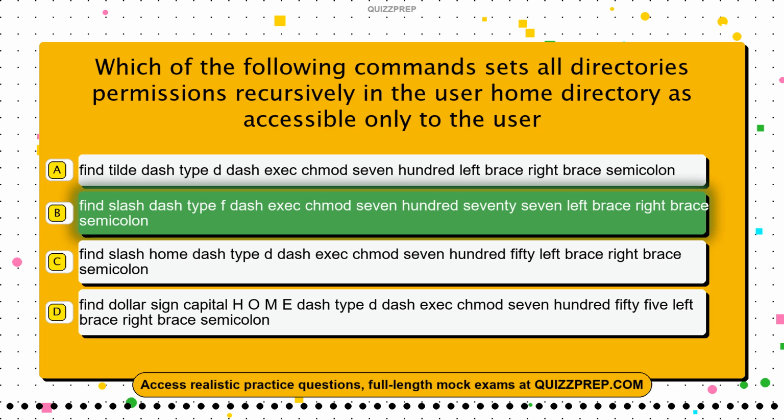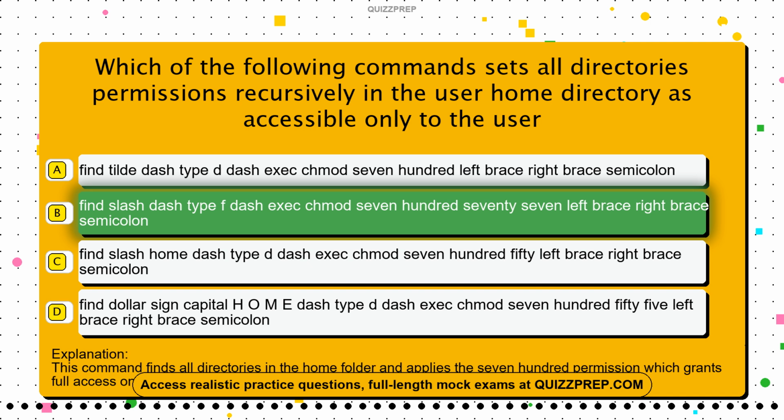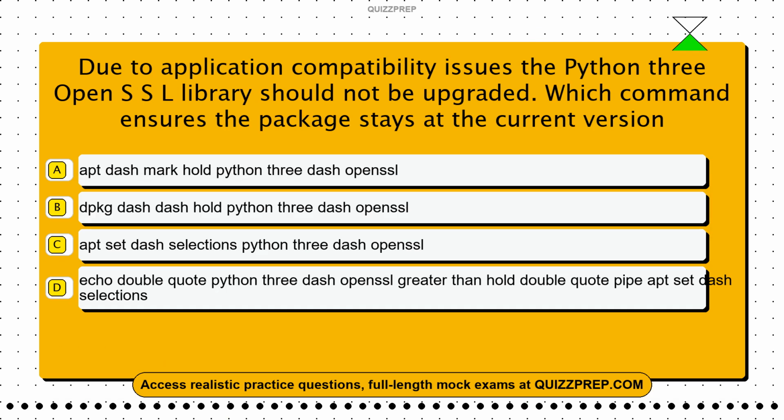The correct answer is option B, find / -type f -exec chmod 777 {} \;. This command finds all directories in the home folder and applies the 700 permission, which grants full access only to the owner. Question 82. Due to application compatibility issues, the Python 3 OpenSSL library should not be upgraded.